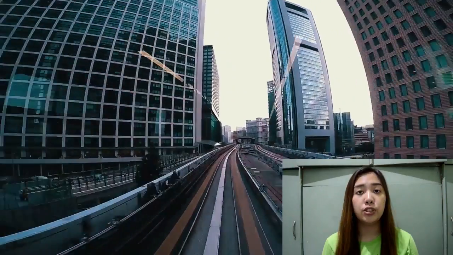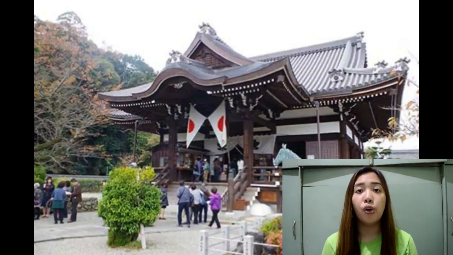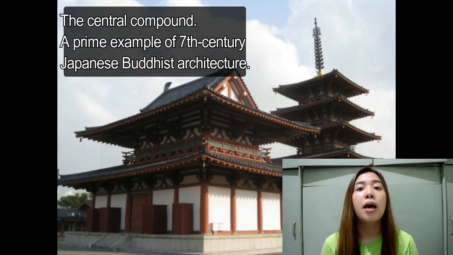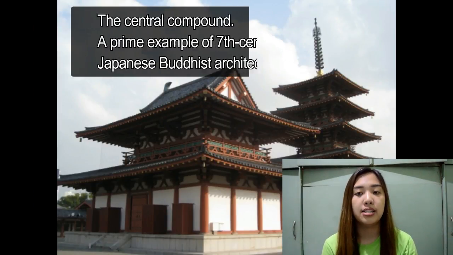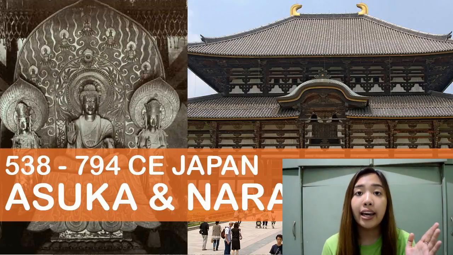Japanese architecture went through several periods of innovation over the history of Japan. The early 7th century was dominated by wooden structures such as shrines and temples built by the nobles. This is known as the Asuka and Nara periods, which were also periods of blossoming art and culture in Japan.